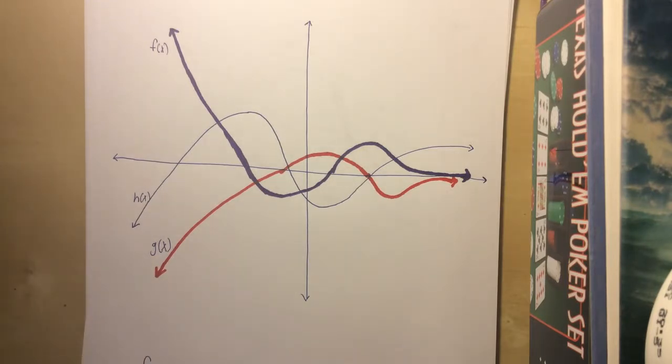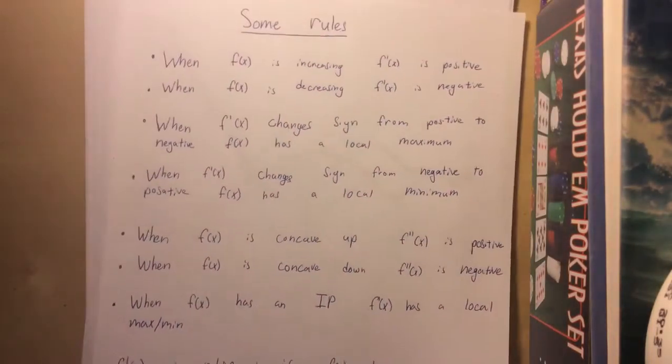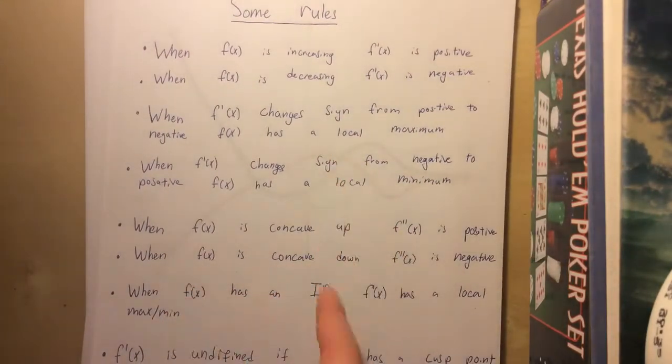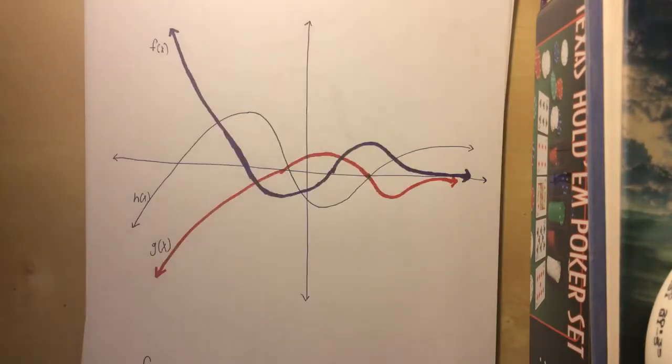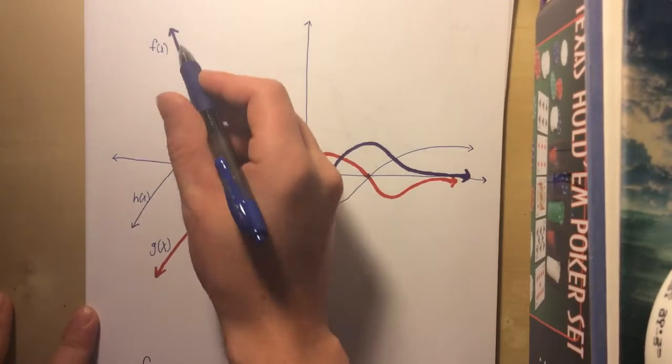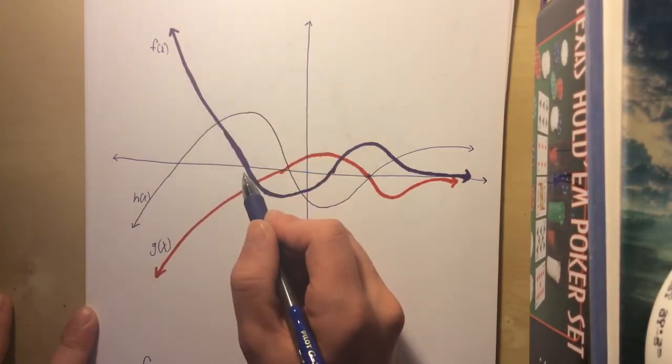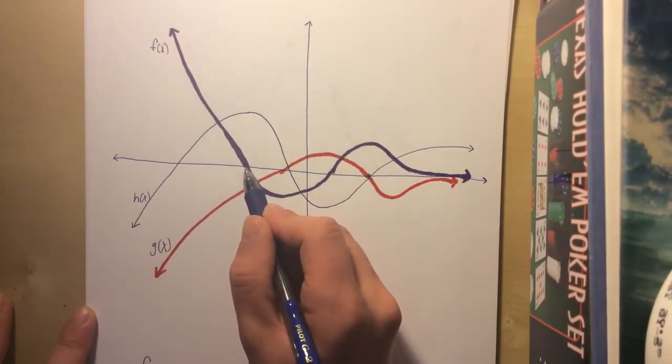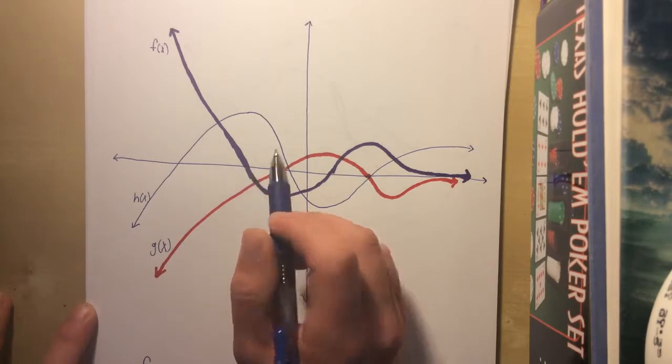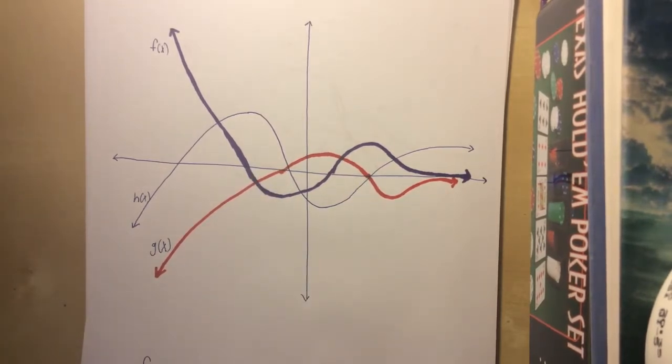So we have to remember back to the rules that we figured out from graphing. We're just going to skim over these and look at how they relate to these three functions to figure out the relationship between them. So let's start with f of x. The first thing we notice about f of x is that it has a 0 over here. So I'm just going to mark it out.